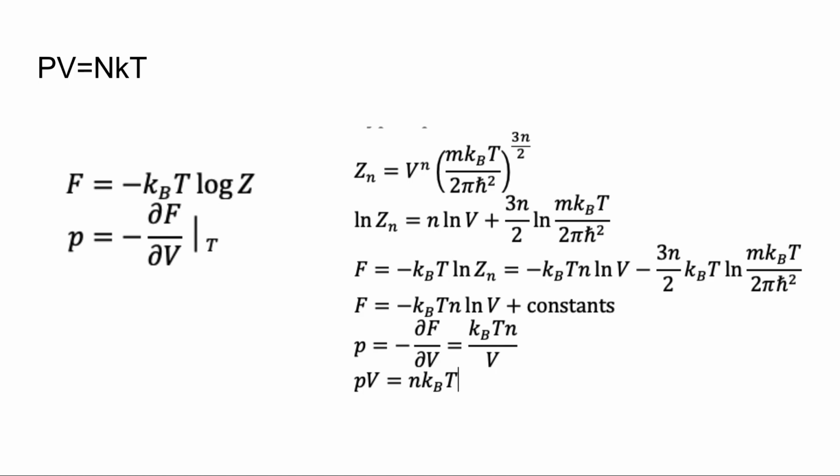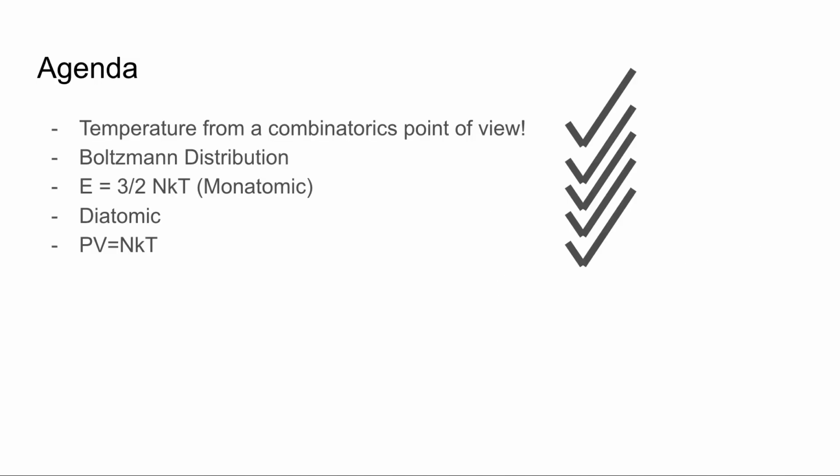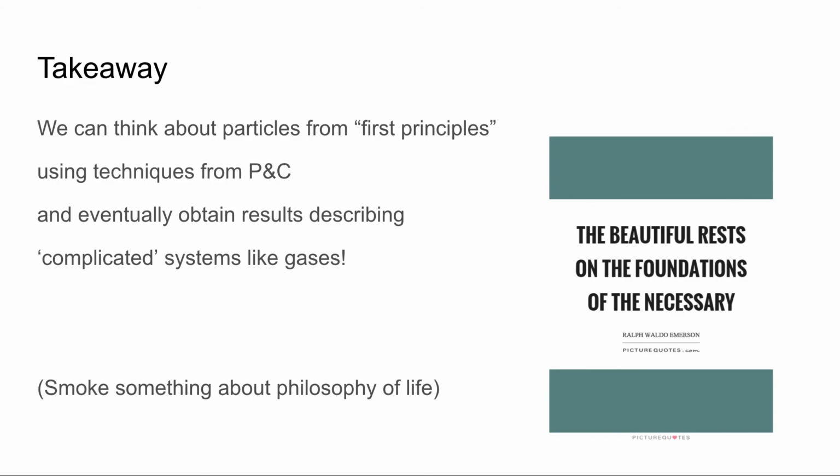Yeah, so I hope that now we've covered all the 5 agenda points, and the key takeaway I want you to have from here is that we can think about particles from very basic first principles using just ideas of permutations and combinations, and eventually we work our way up, we develop more tools, and we can eventually obtain results like PV equals nkT, which seems very detached from thinking about particles from first principles, but you see that statistical mechanics is a very coherent logical flow, and this also reflects something about how we think about life.